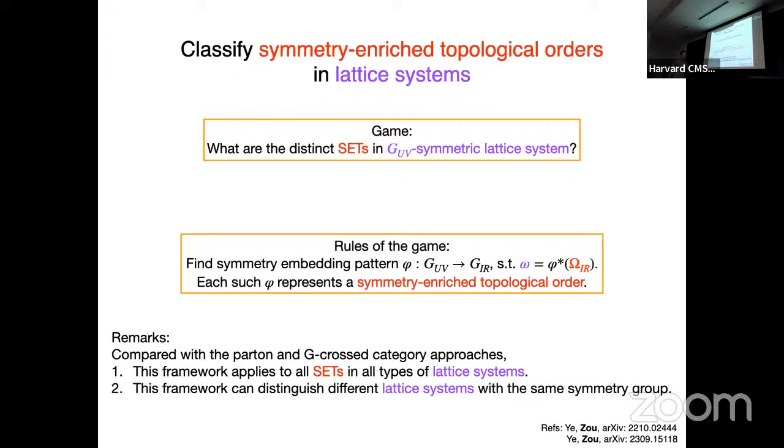The pattern approach usually is not that easy to apply to all SETs. And this framework can also distinguish different types of lattices with the same symmetry group. The original G-cross category theory only takes the input of the symmetry group. It cannot distinguish, say, triangular lattices, honeycomb lattice, kagome lattice. Now we can.